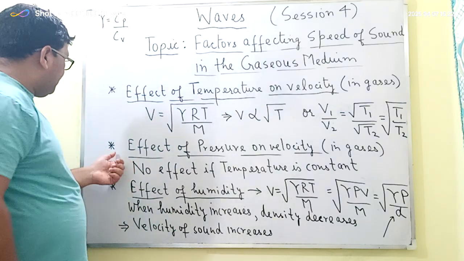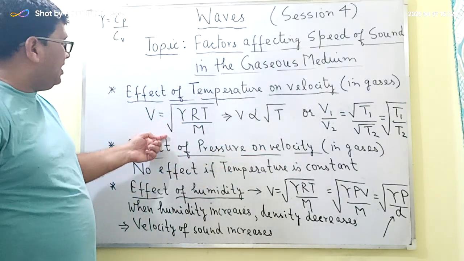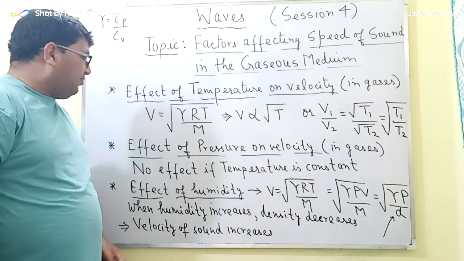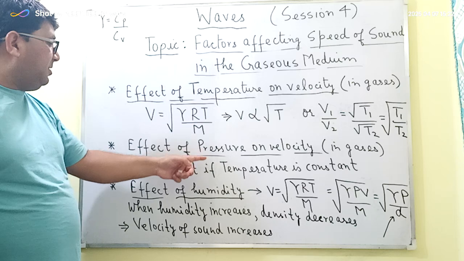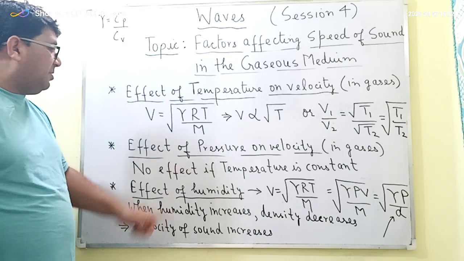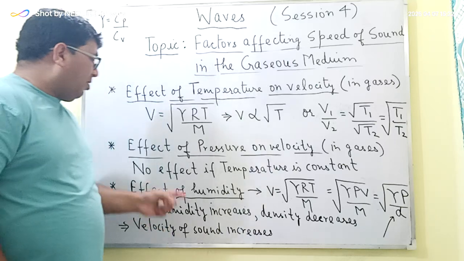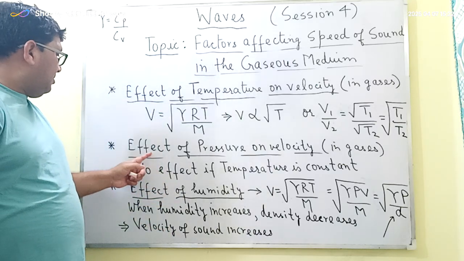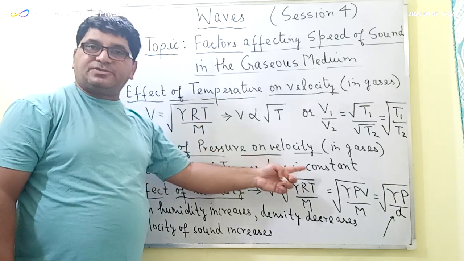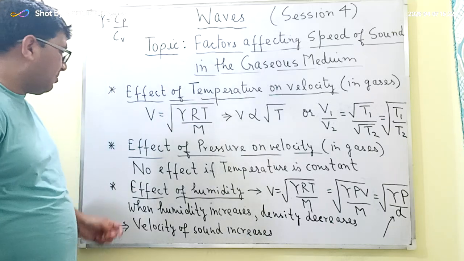Now the second point here is the effect of pressure on velocity. Now in this formula, if the temperature is kept constant, then we can say that the velocity of sound will remain constant, or we can say that there is no effect of pressure on the velocity of the sound if the temperature is constant.